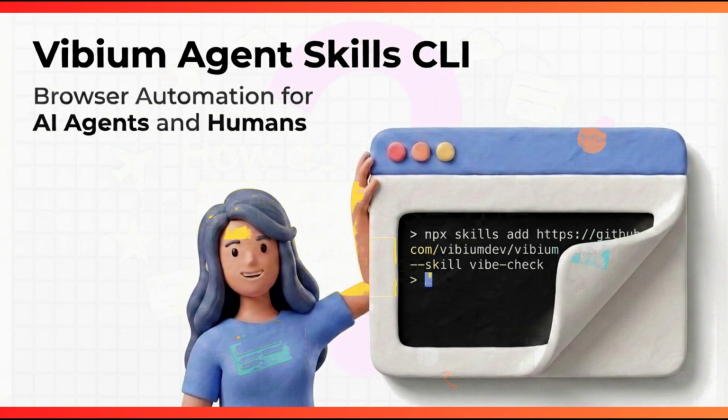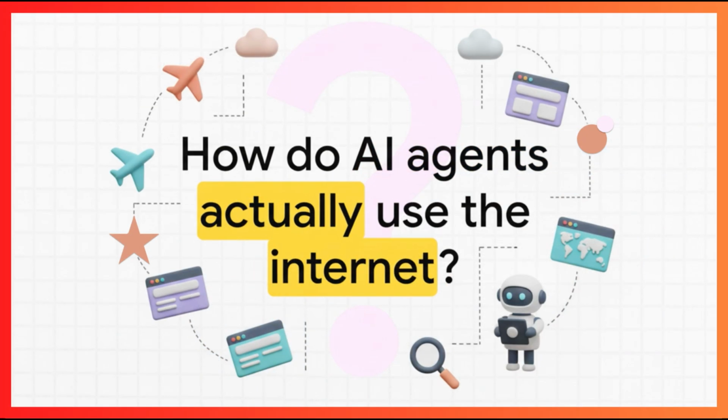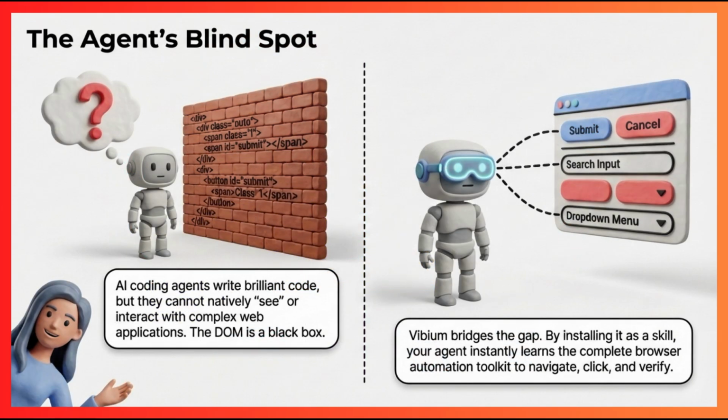But hold on a sec. Let's take a step back and ask a really basic question. When you tell an AI to go book a flight or scrape a website, what is it actually doing? How does it see the internet in the first place? Well, the reality for most AI agents is that they're basically blind. They don't see buttons or forms or menus. All they see is a giant wall of code, the raw HTML.